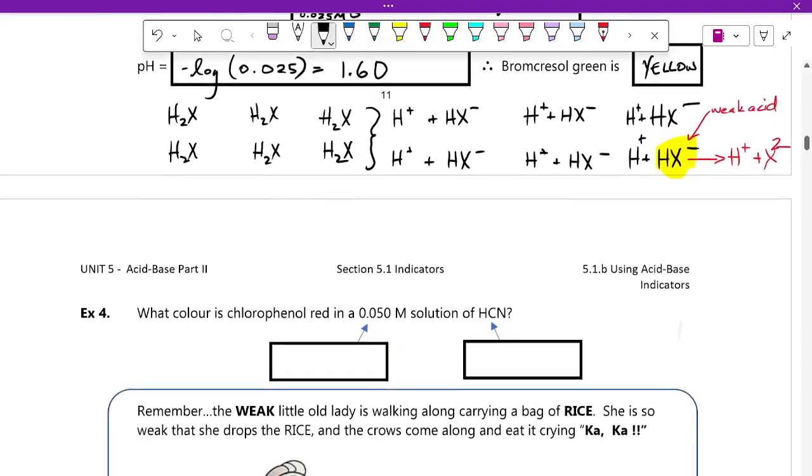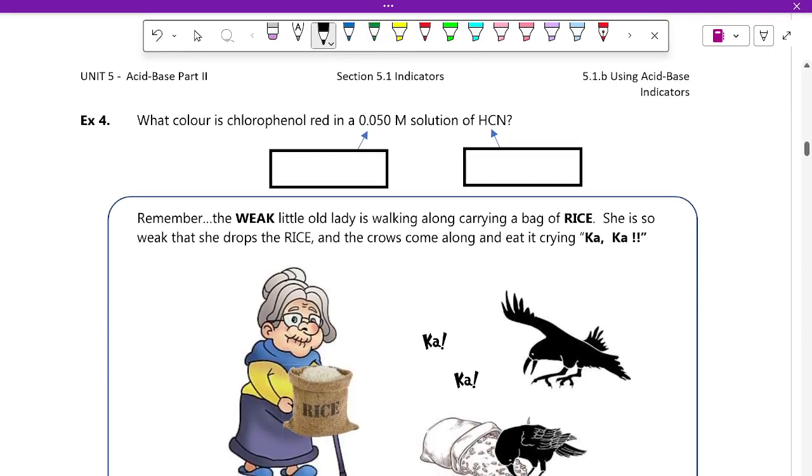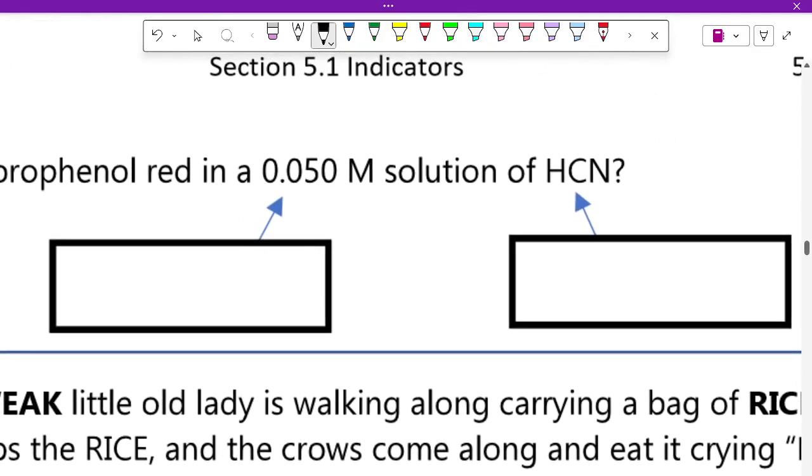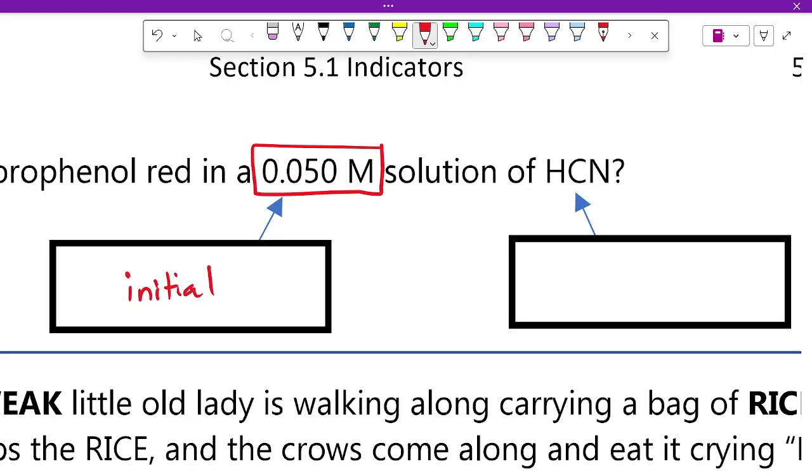Do you guys feel good about tackling example 4? So what I want in these blanks here is the initial concentration or the equilibrium concentration? 0.050 solution of the weak acid. That is our initial. And HCN is what type of acid? Weak.